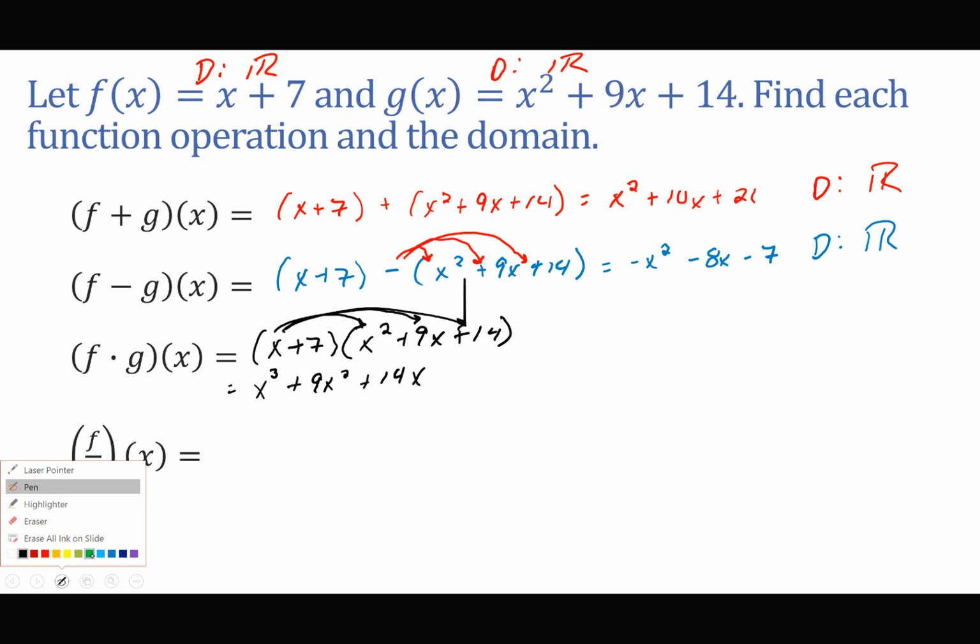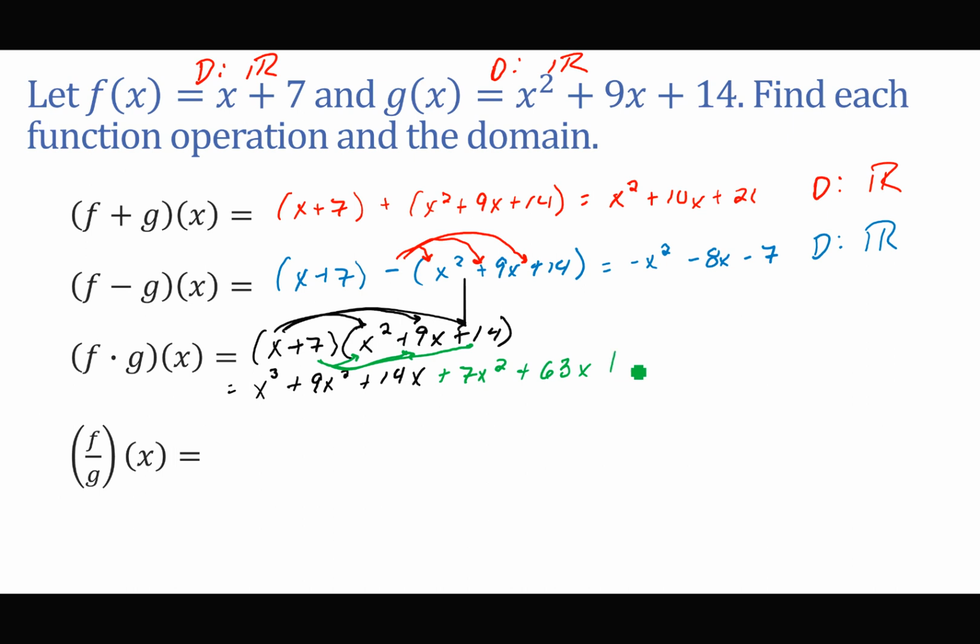And then I've got to do this again, but with the 7. So 7 times x squared, 7x squared. 7 times 9x, positive 63x. 7 times 14 is going to be a positive 98.